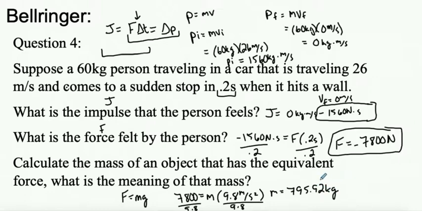Now in the US, we don't know exactly how many 795.92 kilograms is, so we could take that times 2.2 to get what pounds would be, and that would be 1,751 pounds. So if we think about the car stopping, that would be comparable to an object that is 1,751 pounds being pushed against the person.